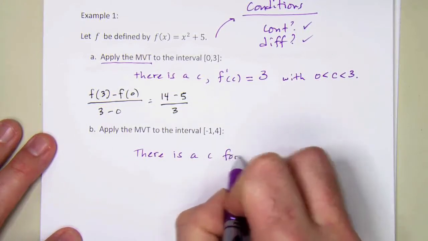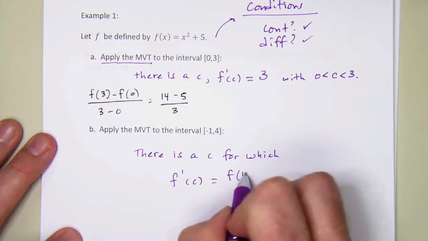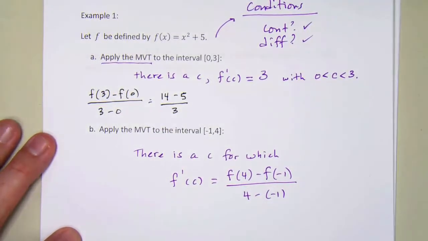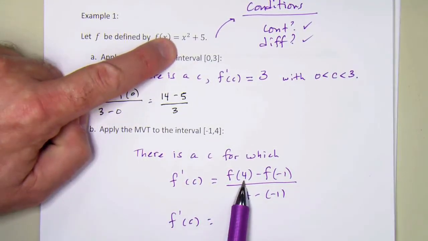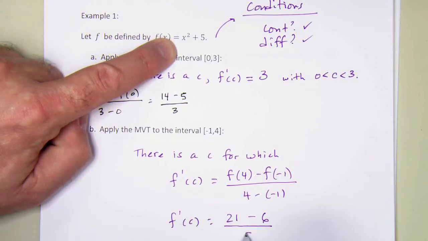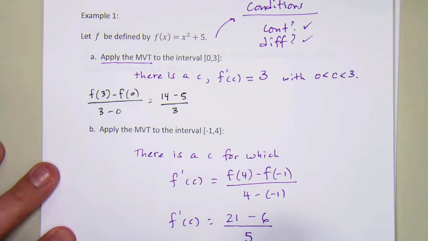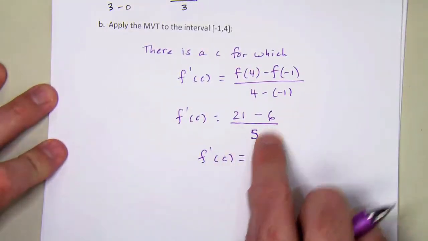There is a c for which f prime of c is equal to f of 4 minus f of negative 1 over 4 minus negative 1. And in the same way, we'll just calculate these values. Let's say 4 squared plus 5 gives us 21. And negative 1 squared plus 5 gives us 6. 4 minus negative 1 is 5. And so simplifying that gives us that there must be a c where f prime of c is equal to 3.